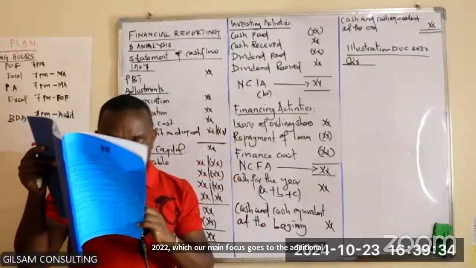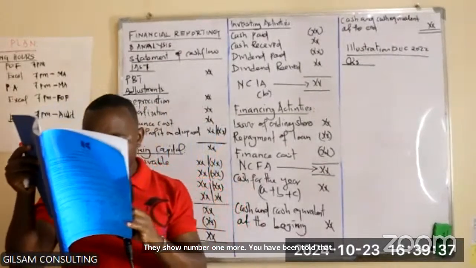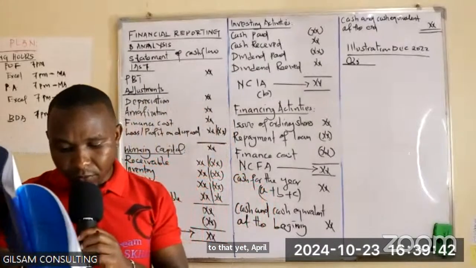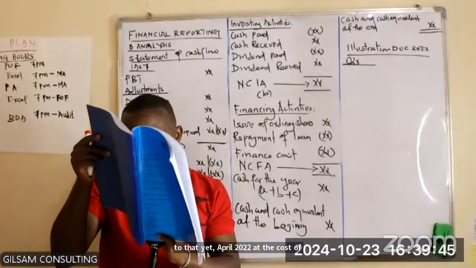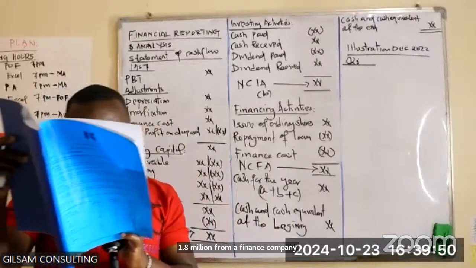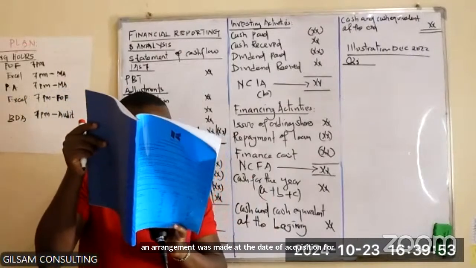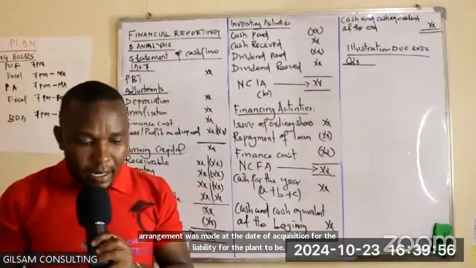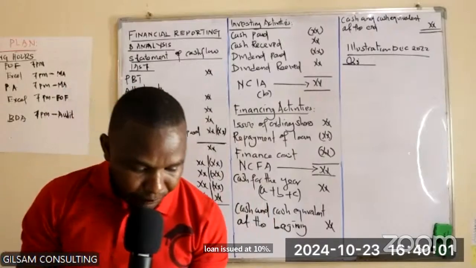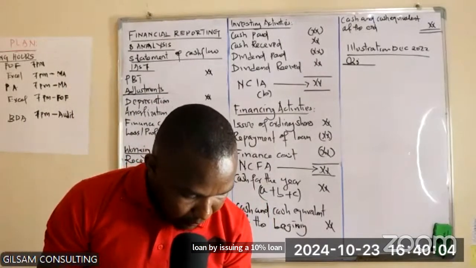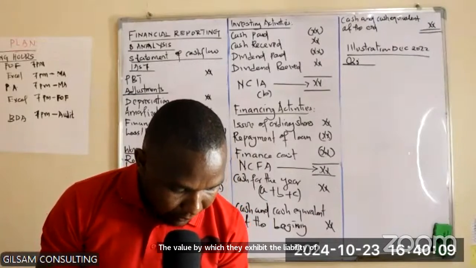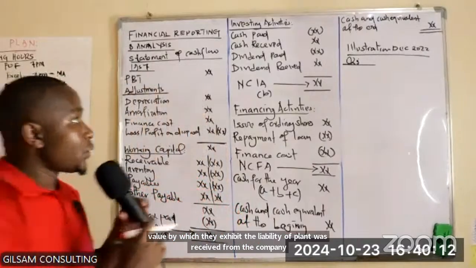We have been told that Malum Limited acquired some new plant during the year to 30th April 2022 at the cost of 1.8 million from a finance company. An arrangement was made at the date of acquisition for the liability for the plant to be settled by issuing a 10% loan. We have also been told about the value by which they exit the liability of the plant, which was received from the company.